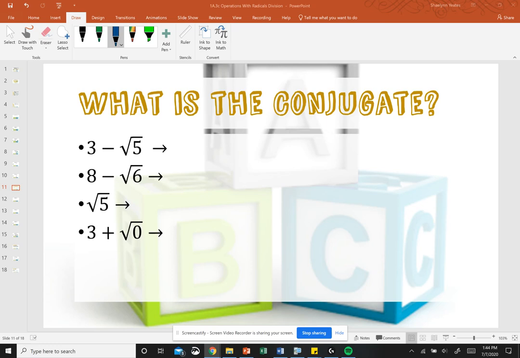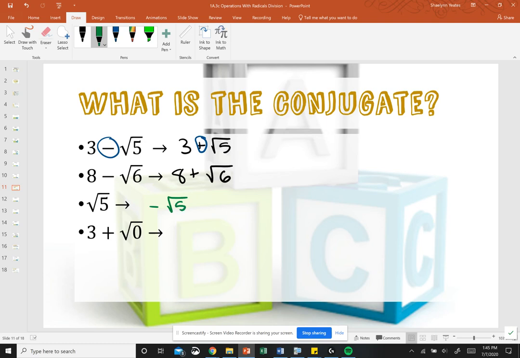What's really cool is if we take the conjugate of this number and multiply it by it, we get a kind of cool number. So the conjugate of this number is 3 plus the square root of 5. The only thing that's changing is the sign in the middle, the sign in front of the square root. So like 8 minus square root of 6, this becomes 8 plus square root of 6. The square root of 5, the sign in front of the square root needs to change, so we get negative square root 5.